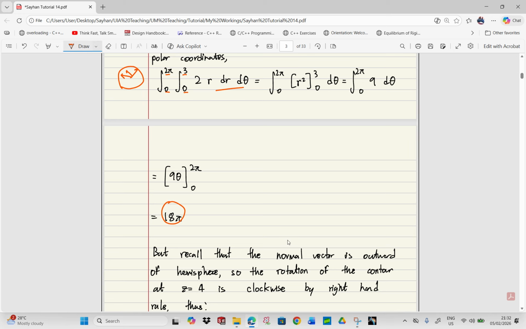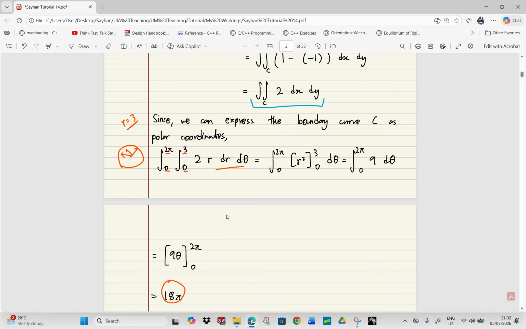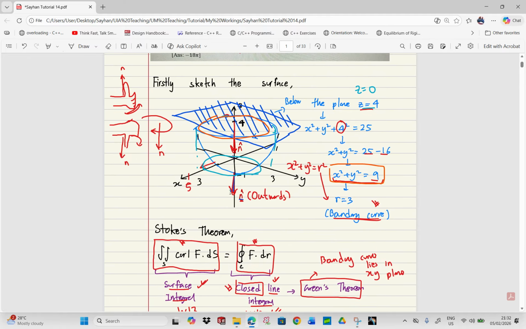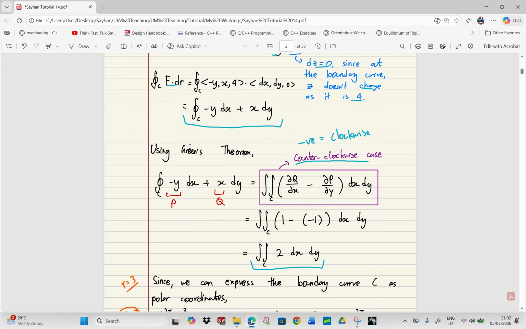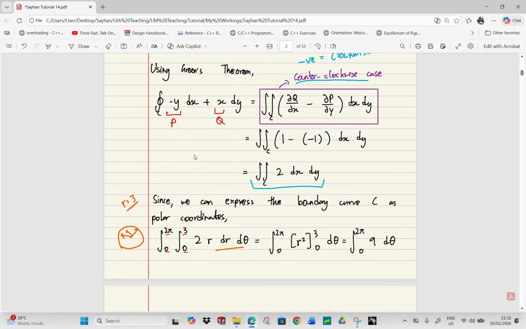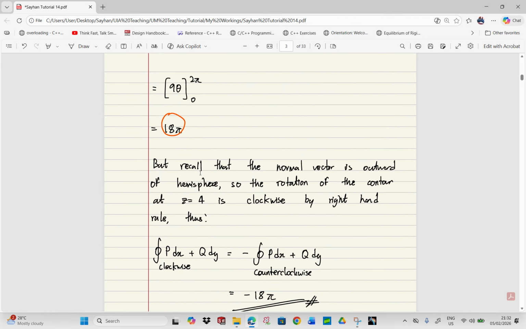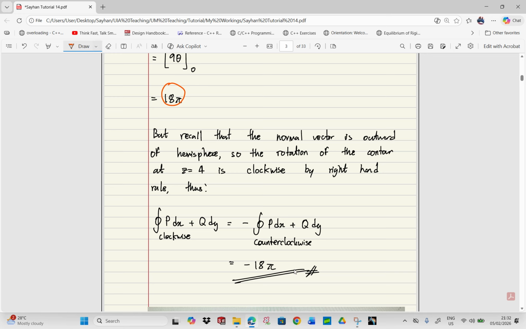But remember that our normal vector was pointing where? It was pointing downwards, because it says outwards, below the plane. That means our rotation is going clockwise, and we assumed initially that Green's theorem is going counterclockwise. So for clockwise it's just negative, and this is your final answer for part 1.